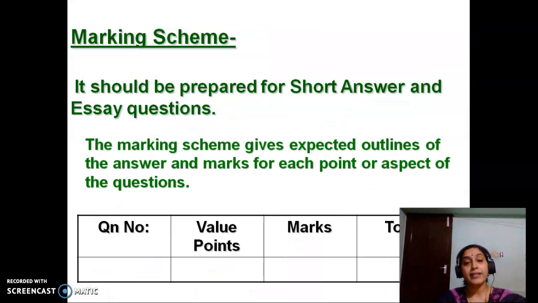Marking scheme should be prepared for short answer and essay type questions. The marking scheme gives expected outlines of the answer and marks for each point or aspect of the question. For example, question number. For a particular question, the value points, marks and total can be given.